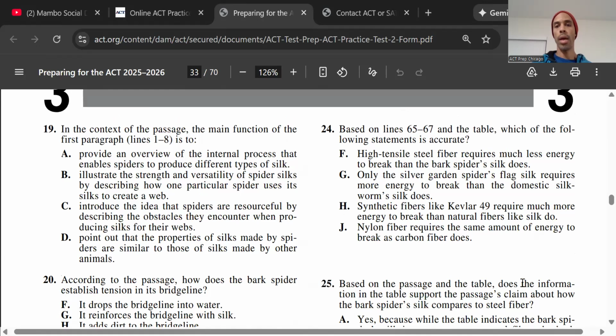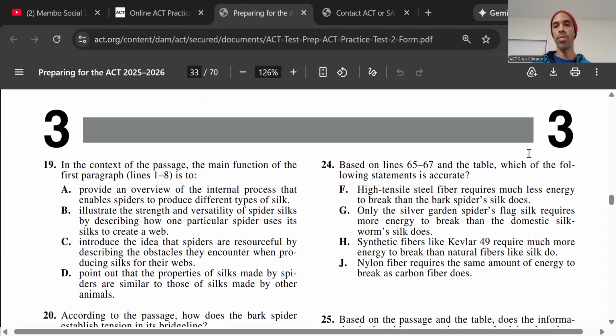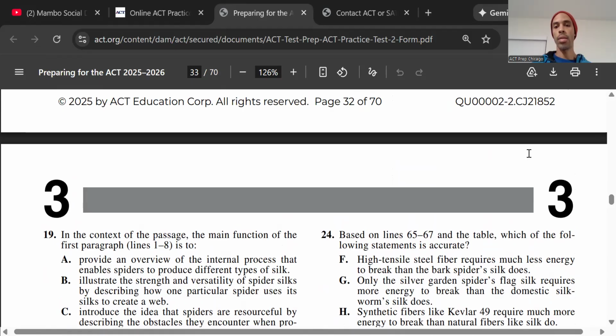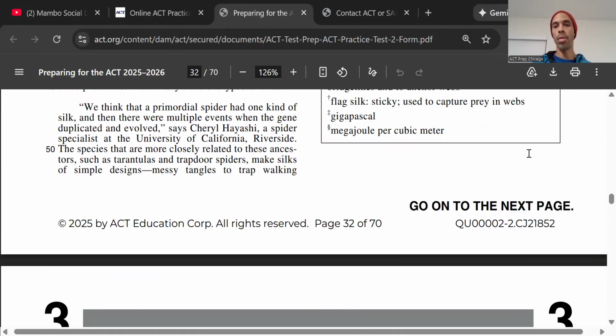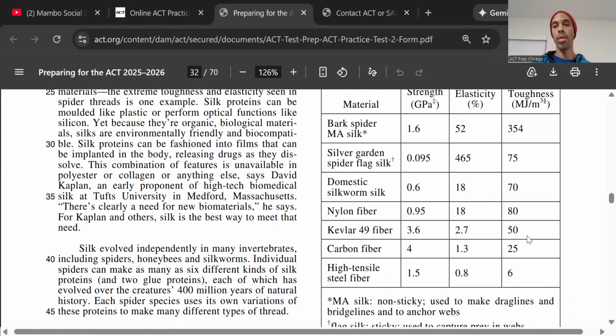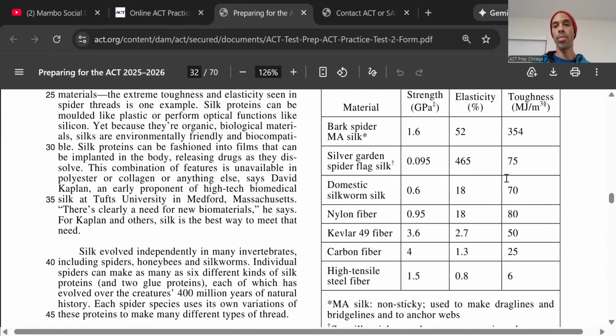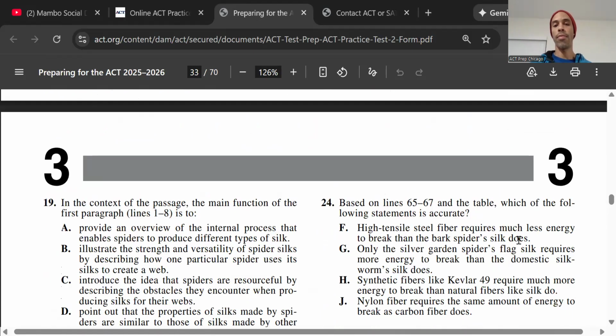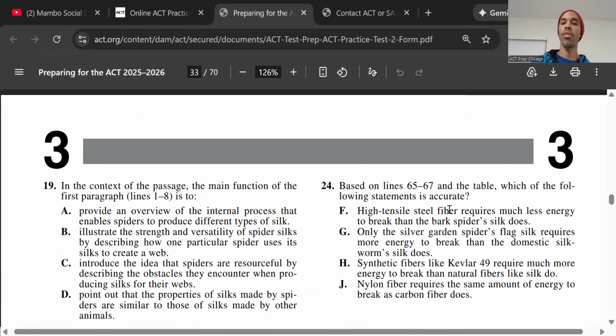High tensile steel fiber requires much less energy to break than the bark spider silk does. High tensile steel fiber, right? That's true. It requires much less energy, because toughness is the amount of energy that it takes to break it. So 6 versus 354, F is definitely true. The high tensile steel fiber requires much less energy. So it's definitely F. Let's look at G.